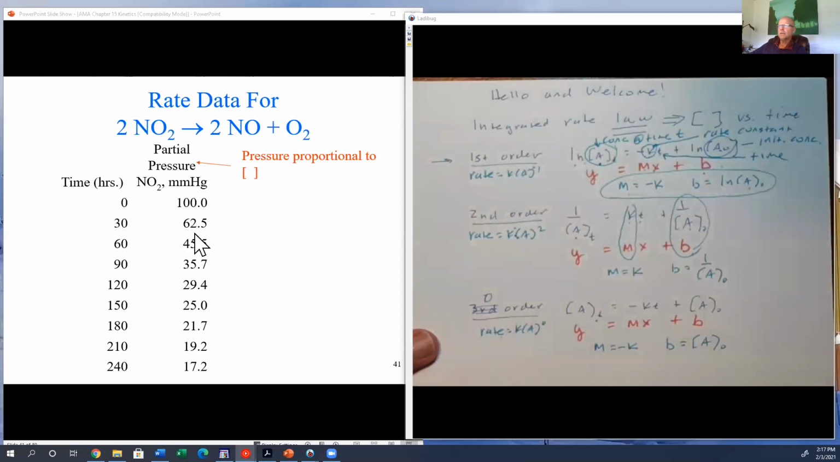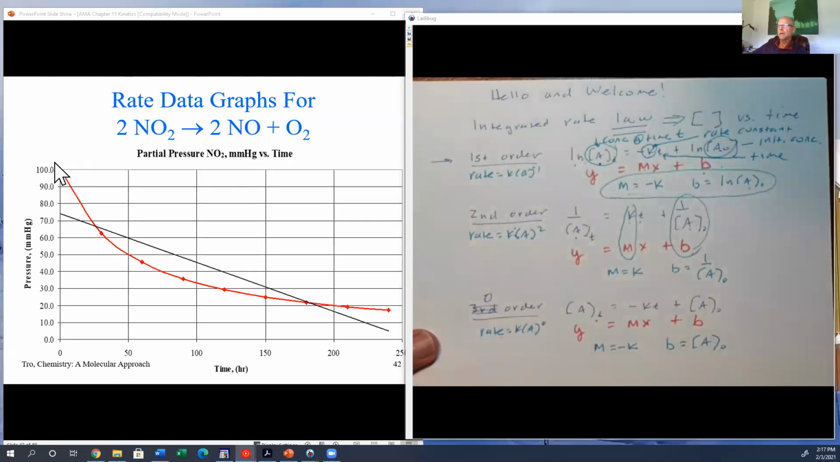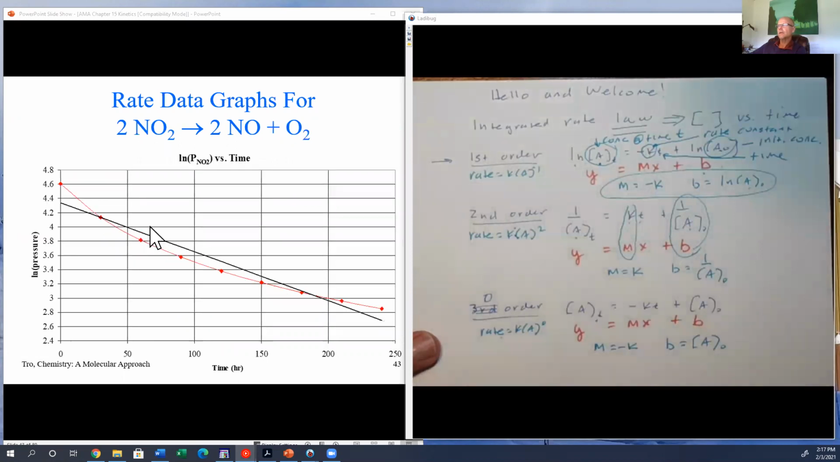So here's my data. The first thing I do is I plot pressure versus time. Here's what it looks like. That's the same as plotting concentration versus time. So what can I conclude from this? It's the red line. Again, it's not zero order, because if it was zero order, it would be a straight line like this black line. So I plot the log of the pressure, or the log of the concentration, versus time. The red line again. What can I conclude from this plot?